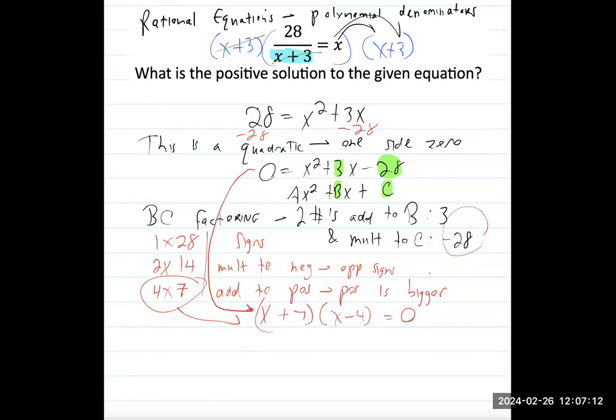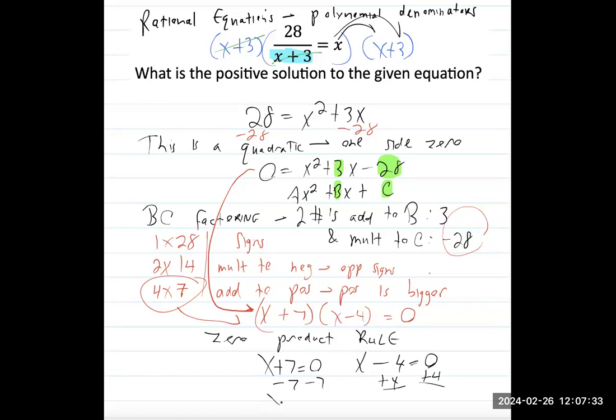Now we have our zero product rule, which says that if these two things are multiplied together and the answer is 0, that could only happen if one of them were 0. So you can just go ahead and set each individual parentheses equal to 0. And when you solve them, you'll get -7 or you'll get +4. And the question is asking us for the positive solution. So 4 is our answer, and -7 we can get rid of.